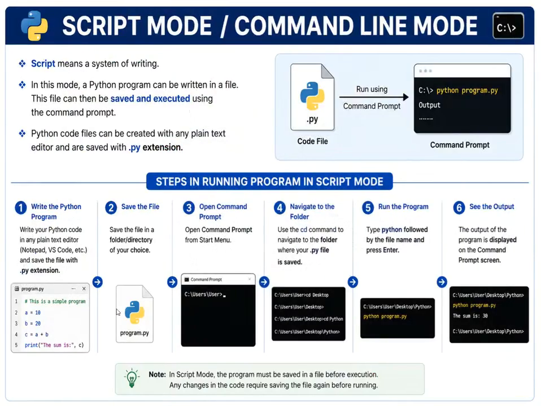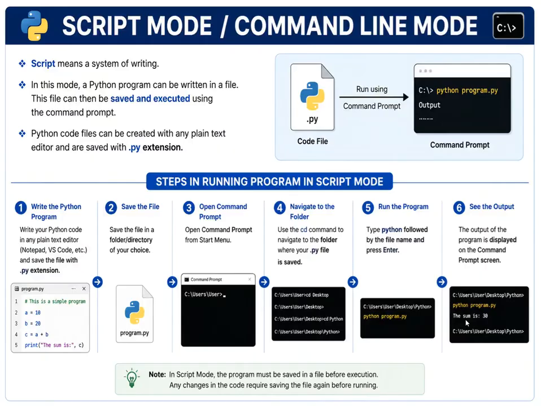Now coming to script mode or command line mode. In this, we write a program maybe in Notepad or in some other editor and save the program with .py. .py stands for Python. Save this program and after that go to the Python folder, write python name of program .py, and output would be generated.